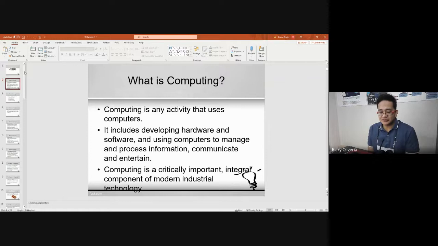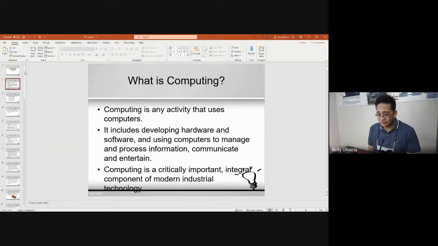Importante na malaman what is computing kasi it's a part of your subject, Introduction to Computing. As information technology students, you should know kapag sinabing computing, computer, computation, those are similar naman, halos, pero they differ on the usage and the idea. So what is computing? Computing is an activity that uses computer. Meaning any task, any job that uses computer is called computing.